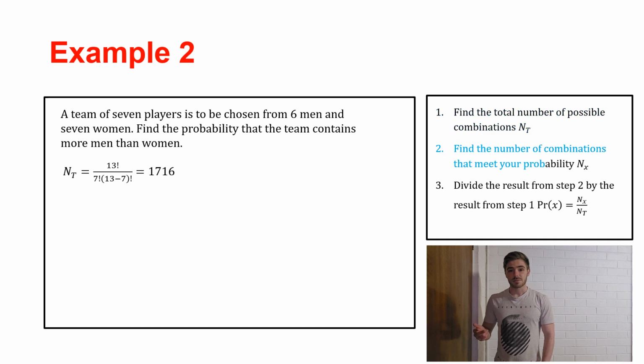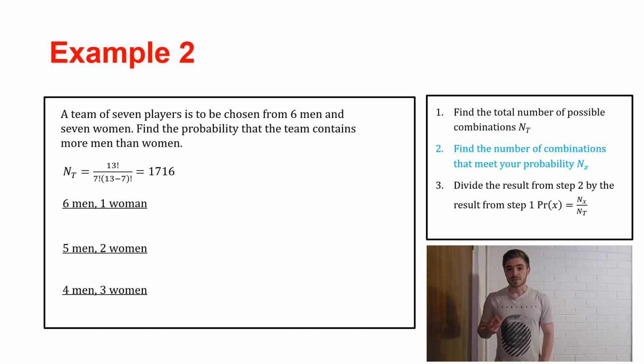The next step is to figure out how many teams have more men than women. There's actually 3 possibilities here, and each of them are mutually exclusive. Hence, we're going to solve each scenario individually and then add all the results together.